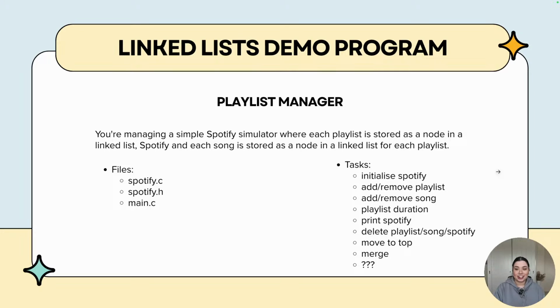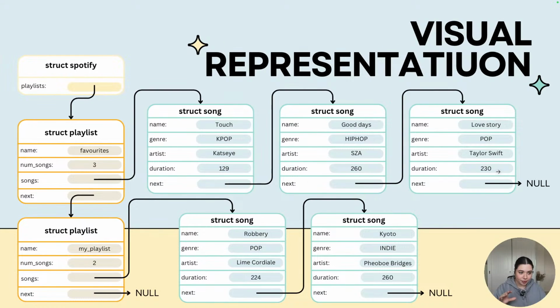And this is a very close simulation to your assignment 2 stage 1. Very similar types of functions and very similar data structure with the 2D linked list. So we'll just have a little look at this. This is what the structure is going to look like.